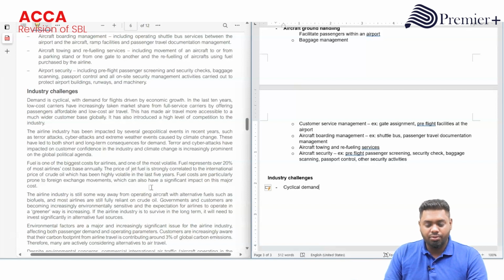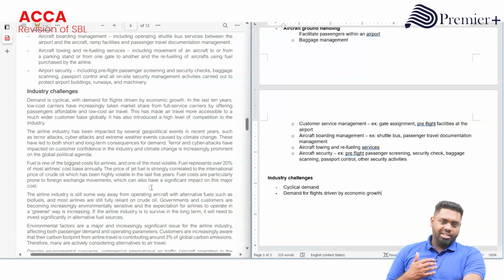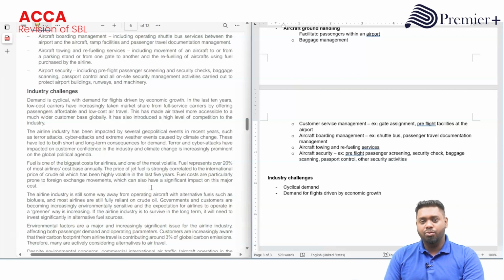Demand is cyclical, with demand for flights driven by economic growth. So, this additional content I discuss is not necessary for the examination, but it can help students have a better understanding of the facts. They should know why, the reason and the meaning of these facts. But in the examination, try to avoid inserting additional information outside the preceding, because those are not expected by the examiner, and there is a possibility of deviating from what is expected by the examiner.